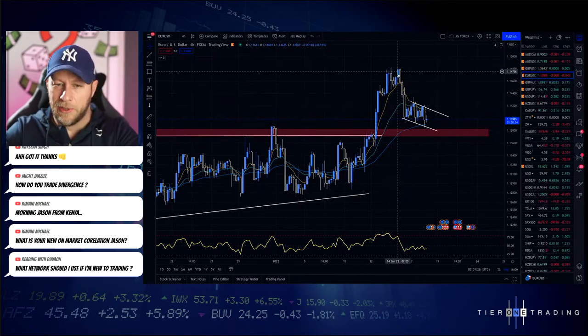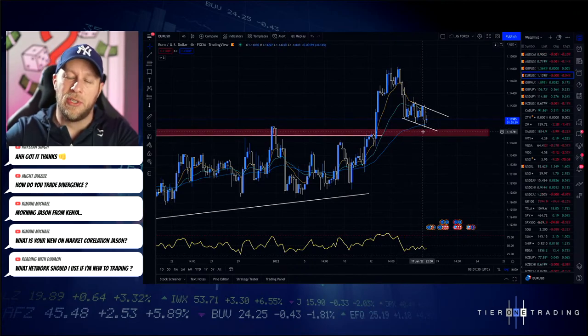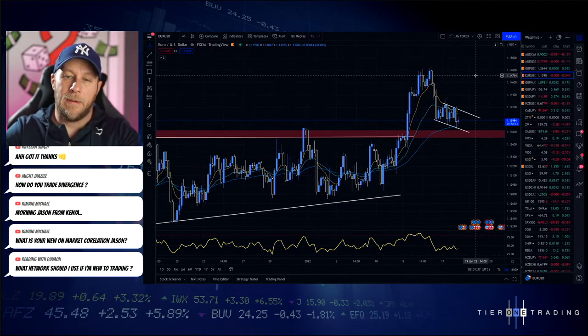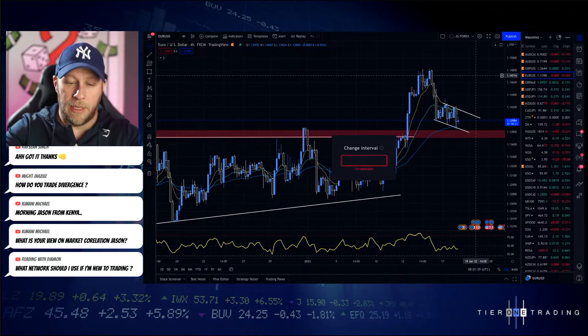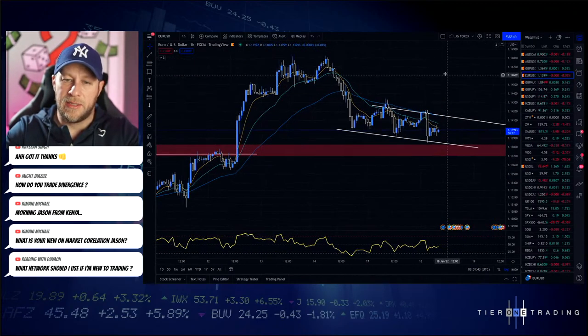What would have been ideal is a straight pullback, then a doji or a three bar reversal, or a double bottom on a lower time frame, something like that. It's a bit too choppy. It's not as nicely cut as that. So depending on your rules, you may or may not have a reason for entry here. It's not the nicest.